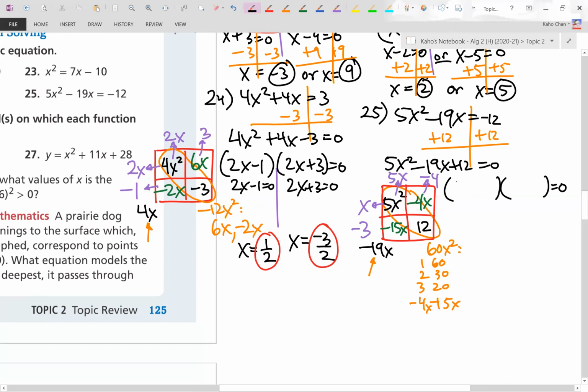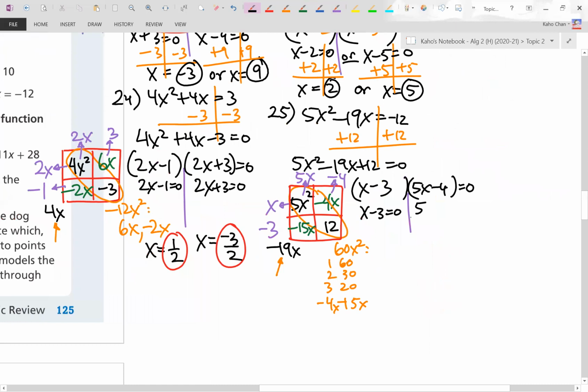Set it equal to 0, x minus 3, and 5x minus 4 equals 0. Split them up and solve individually using the zero product property. Wow, it worked. Wow.